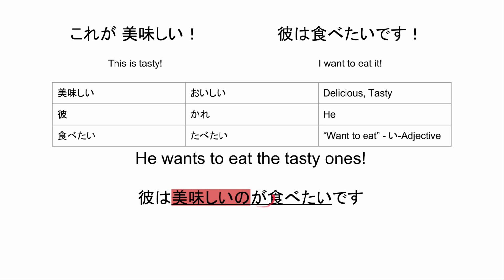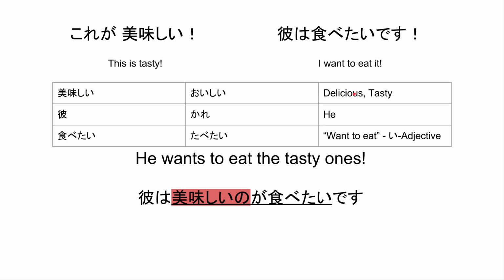This could also be an o particle because tabetai can operate like a verb or an adjective. Kare wa oishii no ga tabetai desu. He wants to eat the tasty things. He wants to eat the tasty ones. I'm not sure why this is underlined actually. I guess just showing that this is a clause right here. Oishii no ga tabetai. He is wanting to eat the tasty things. This is actually a clause right here in the red.